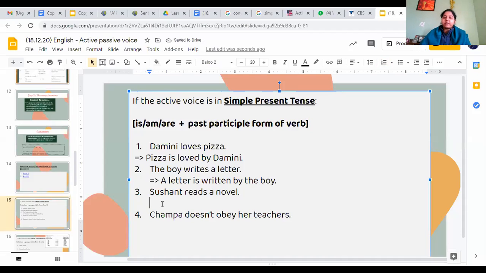All right, now everybody, I want everyone to send in the chat box. ये third वाले का क्या हो जाएगा? Sushant reads a novel. Write in the chat box. How will we convert this? A novel is read by Sushant. Okay, thank you, Bhumika. But write in the chat box, everyone. A novel is read by Sushant. Novel is read by Sushant. Thank you, Lakshmi, Vaishnavi, Amey.